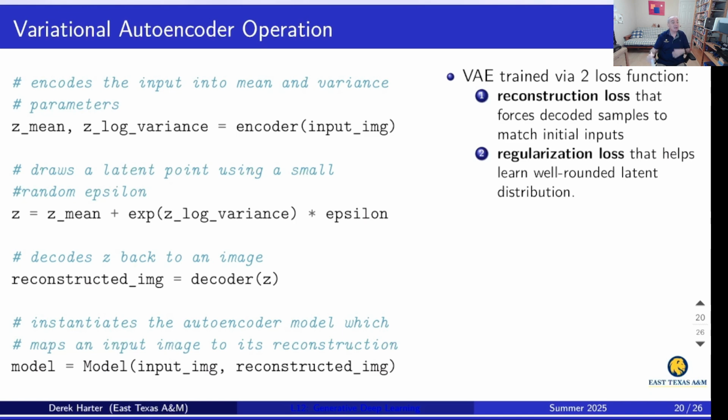Okay, so basically, let's get a little bit more concrete here. The reconstruction loss is simple. This is unsupervised learning, so the basic loss is the same as the classic autoencoder. It forces decoded samples to match the initial inputs. That's the basis of our loss function, with some regularization loss, which is kind of forcing it to be a well-rounded latent distribution, so kind of a continuous space here.